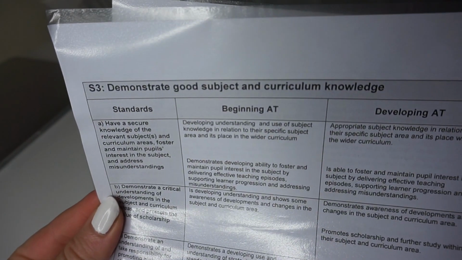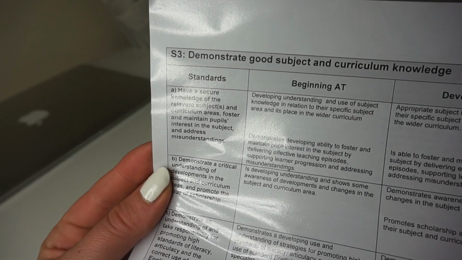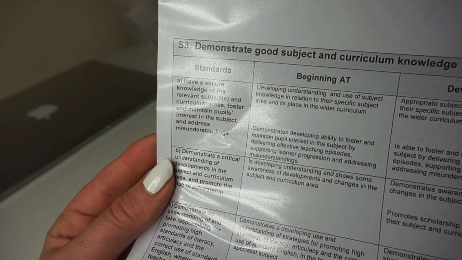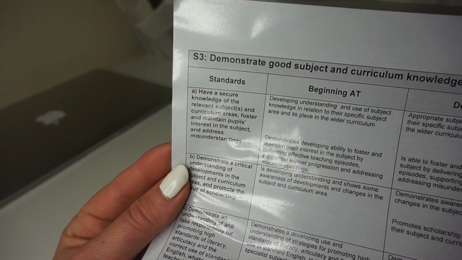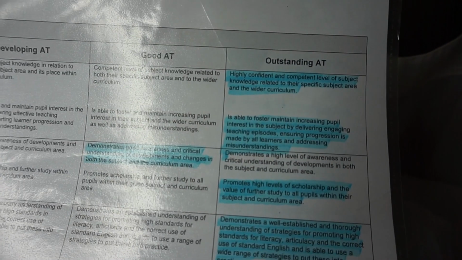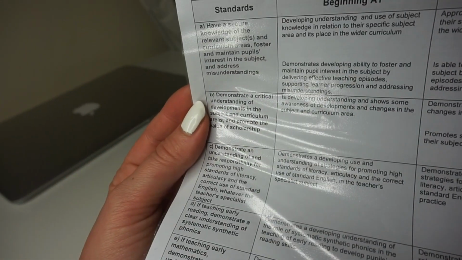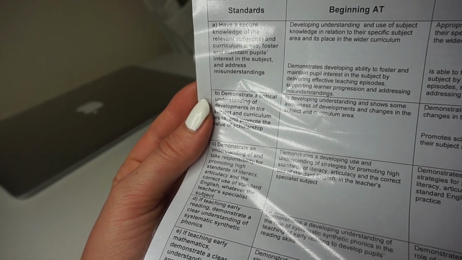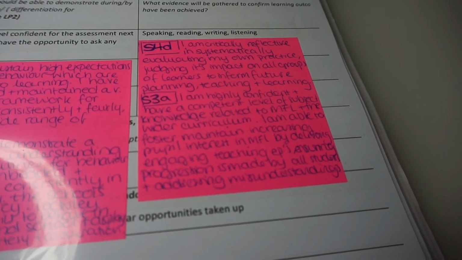Standard 3 is to demonstrate good subject and curriculum knowledge. Standard 3A, to have a secure knowledge of the relevant subject and curriculum areas, foster and maintain pupils' interest in the subject and address misunderstandings. So again, this can be from lesson observations. Standard 3B, demonstrate a critical understanding of developments in the subject and curriculum areas and promote value of scholarship. So I've managed to find an example for standard 3.